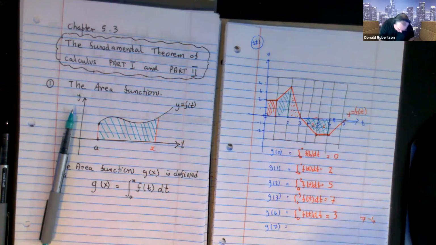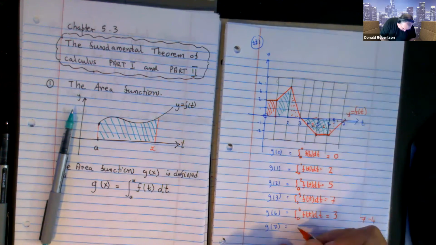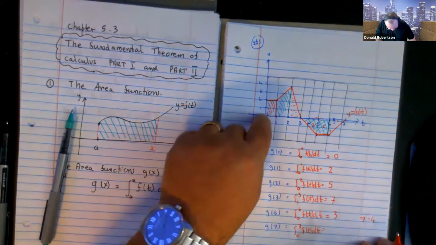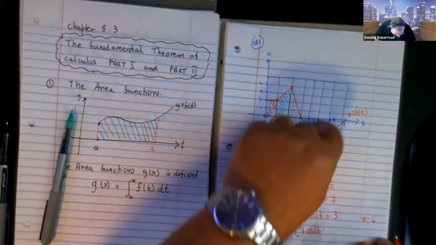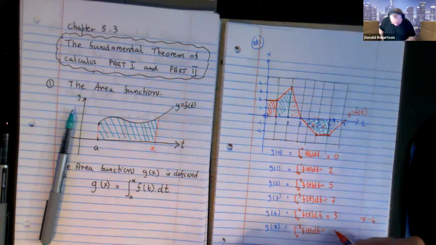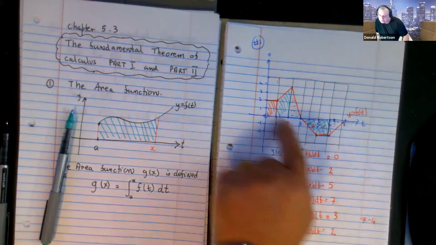Now there's one last piece, this piece here. So the area under the curve from 0 to 7 of this function would be all of these bits and all of these bits and another -1. So that'd be down to 2. So what we've done here is create little snapshots of what the area function for y equals f of t is.